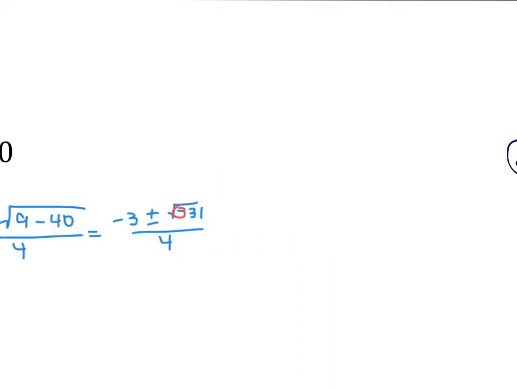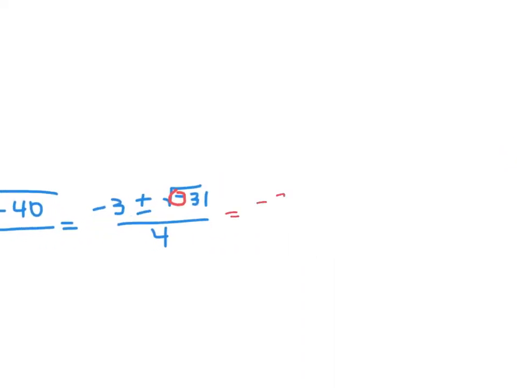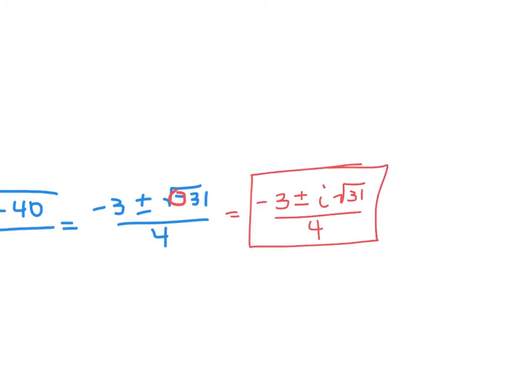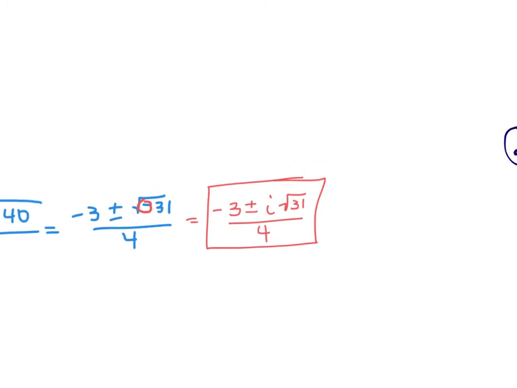So we're going to simplify a little bit more. I have -3 plus or minus. I'm going to bring that i outside, and I cannot reduce 31 over 4. So there's my two answers, -3 plus i root 31 over 4 and -3 minus i root 31 over 4.